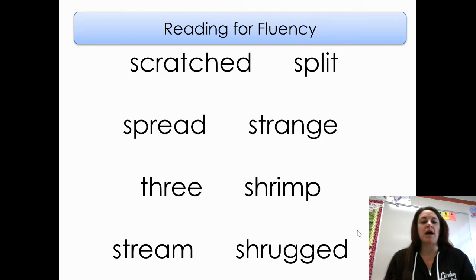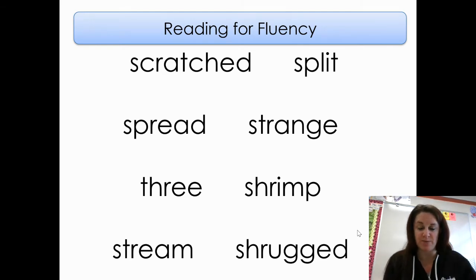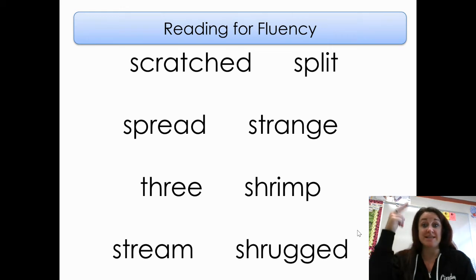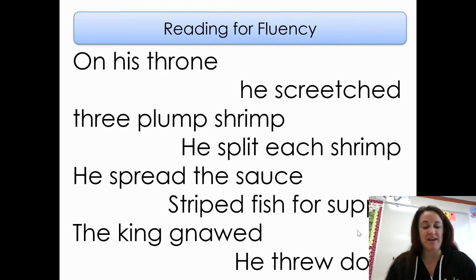All right, here are some words from our story for the next 2 days. We do have 2 stories this week. So let's read through these top to bottom, left to right, starting with SCRATCHED. Ready? Scratched, split, spread, strange. Next row down. Three, shrimp. And the last row. Stream, shrugged. Good reading.